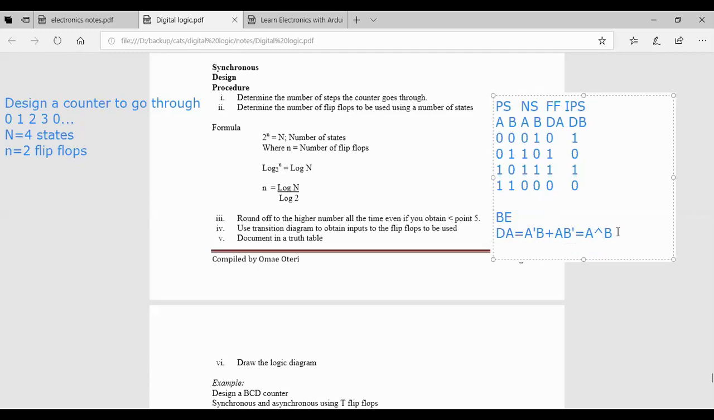Now what about DB? Get me the expression for DB based on what you have done here. A, B bar. It will be A. So before you move on, B bar. Yes. B bar.